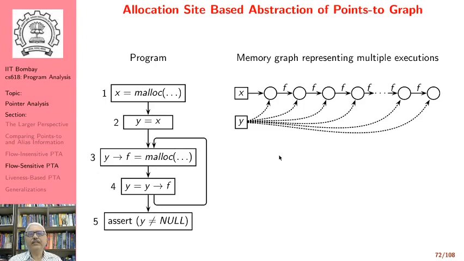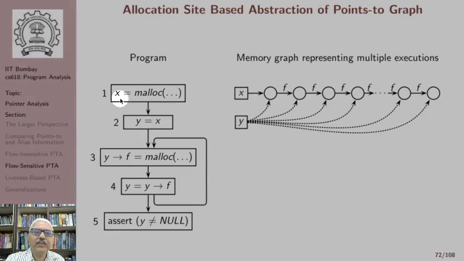So let's look at how we can use allocation-site-based abstraction for points-to graph. So the memory graph in this case is like this. We have X is equal to malloc, Y is equal to X, and then in a loop we are assigning a new object, a new location to Y arrow F, and are extending the Y pointer. So X is the head pointer, Y is the current pointer that is incremented every time. So now, this is how the memory looks.